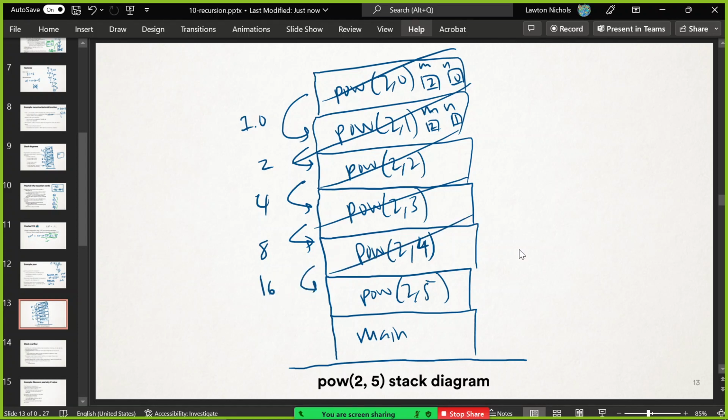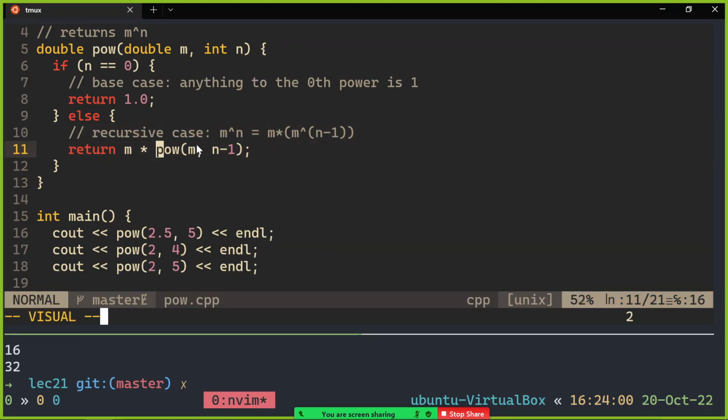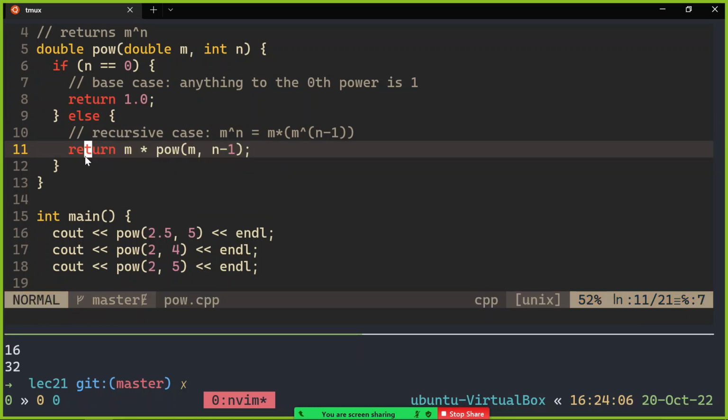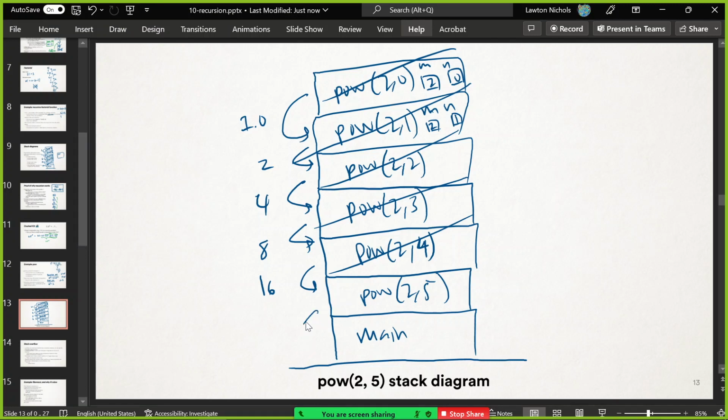And now finally we're in the original call to POW that we were really wanting to know the answer for. POW of 2, 5 called POW of 2, 4. It was waiting on that answer so that it could multiply its 2 by that and give back its final answer, which is 32. Back to main. You can then go and print it. That's what it was waiting on.